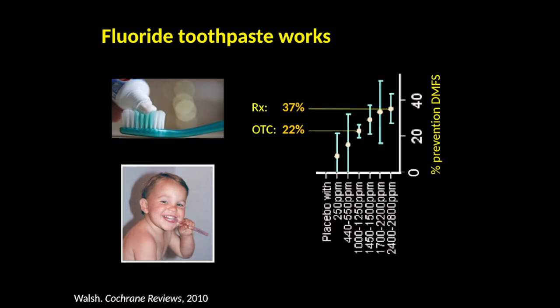What does that mean? That means if somebody weren't to be using fluoride toothpaste, they just use a toothpaste that didn't have fluoride, they might get 5 new cavities. If there was just fluoride in their toothpaste, they would only get 4 new cavities. So it's that roughly 20% less cavities just by adding fluoride in the toothpaste.